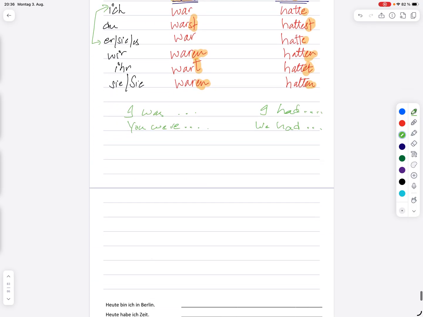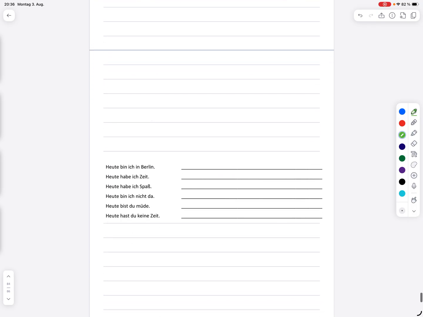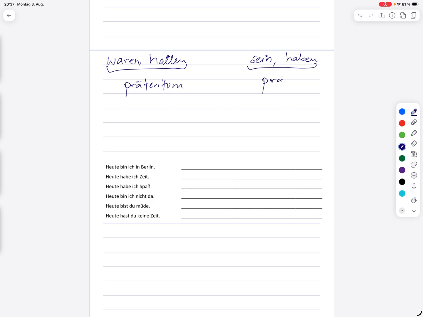So now let's look at some examples for hatten and waren, right? So we have waren and hatten in Präteritum, which is the past tense, right? And then we have sein and haben in present tense, right?